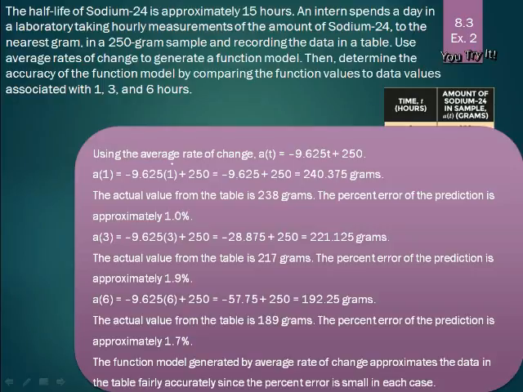The function model generated by average rate of change approximates the data in the table fairly accurately since the percent error is small in each case.